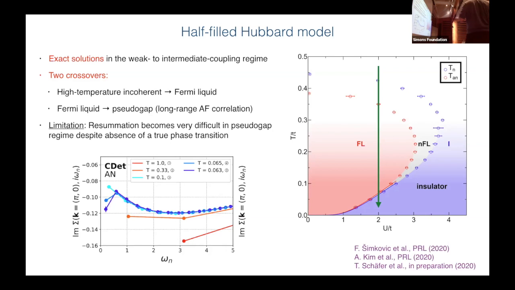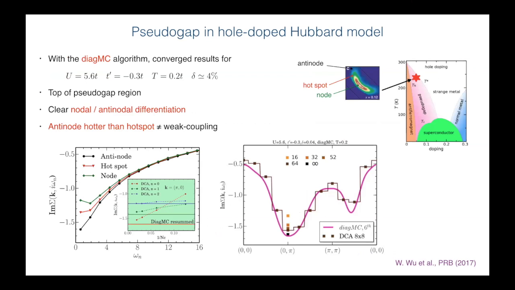This is nevertheless not exactly the point today. I want to really go to the hole-doped cuprates. So these are results that we obtained in the hole-doped Hubbard model. This is actually what we obtained 3 years ago with Wei Wu, using the original diagrammatic Monte Carlo algorithm at that time. And the typical parameters we could reach are those here that bring us, on this cartoon, I would say, just at the very top of the pseudogap regime.